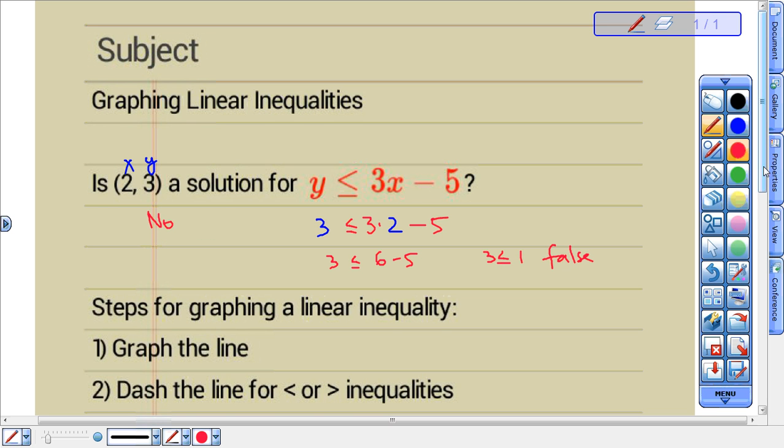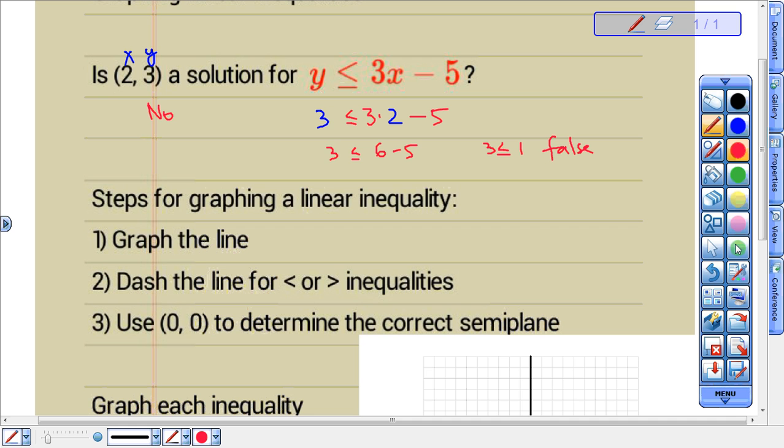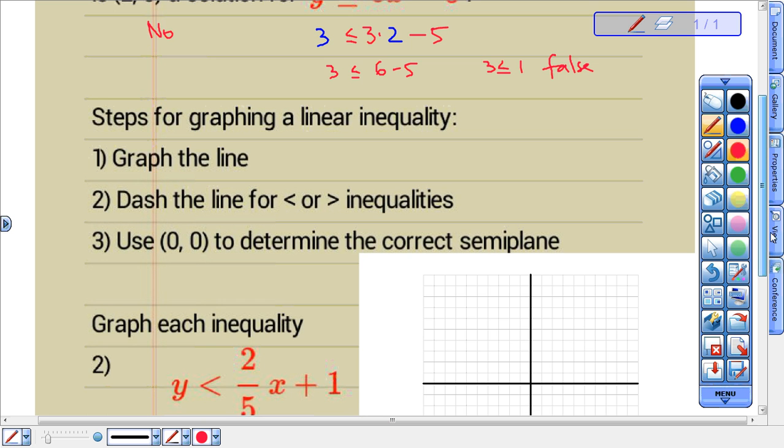To graph linear inequalities, we will first graph the line y equals mx plus b. Then we're going to dash the line for the signs less than or greater than, because that means we're not going to have the line as a solution. And for a testing value, we're going to use (0, 0). So let's do an example.